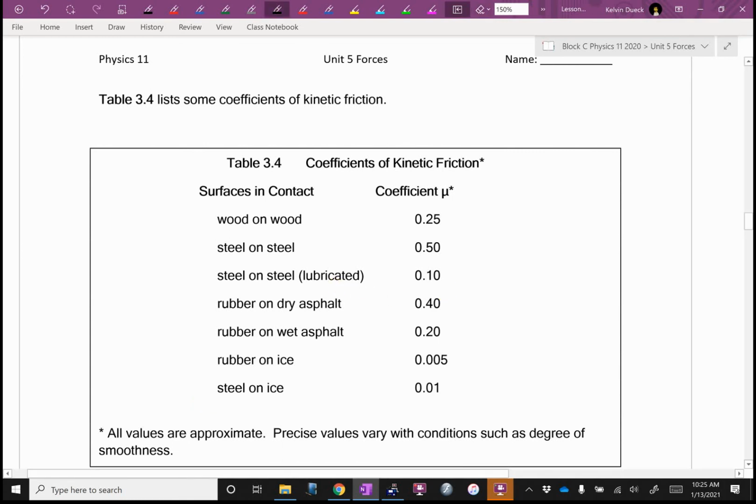It gets much slipperier. Rubber on dry asphalt, this one is anywhere from 0.4 to 0.75. It varies. You may have noticed on hot summer days, pavement is way stickier than on cold winter days. So there's a fair bit of variation there. But what I do want you to notice is when it's raining, what happens to your coefficient of friction? That means it's going to take you about twice as far to stop when it's raining.